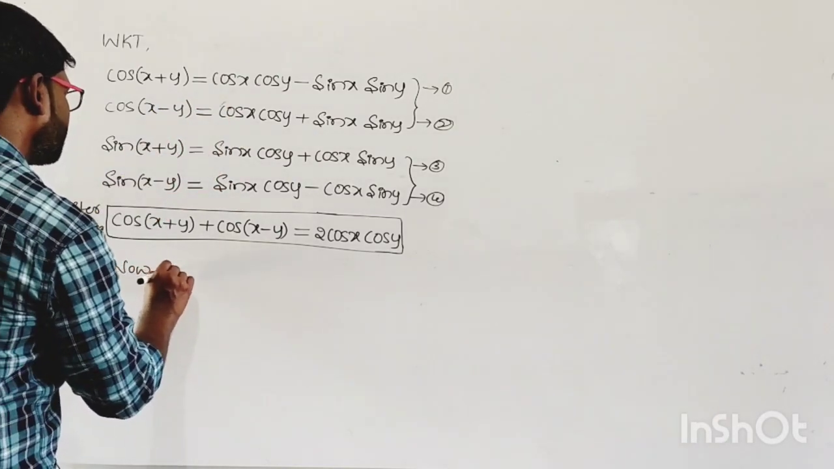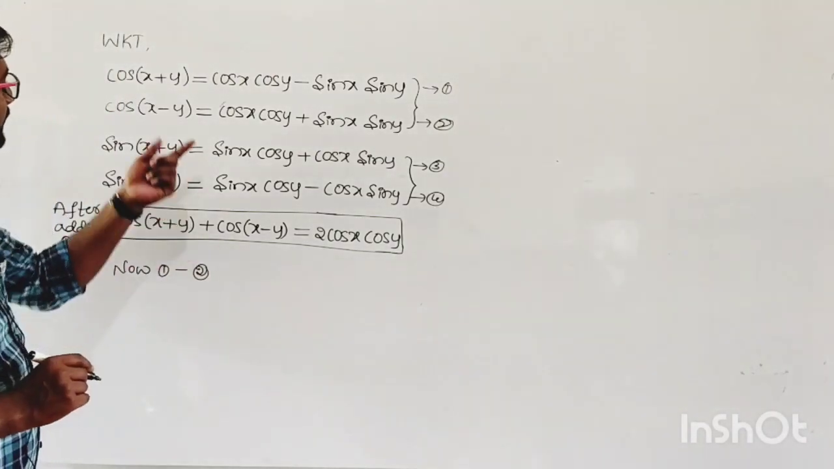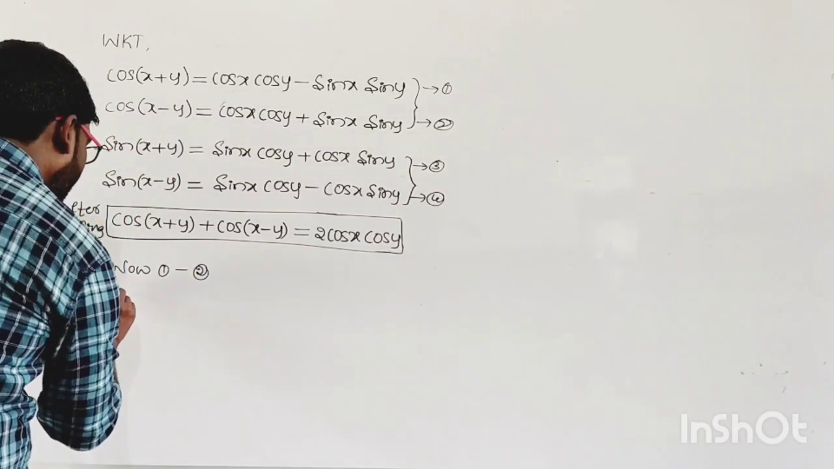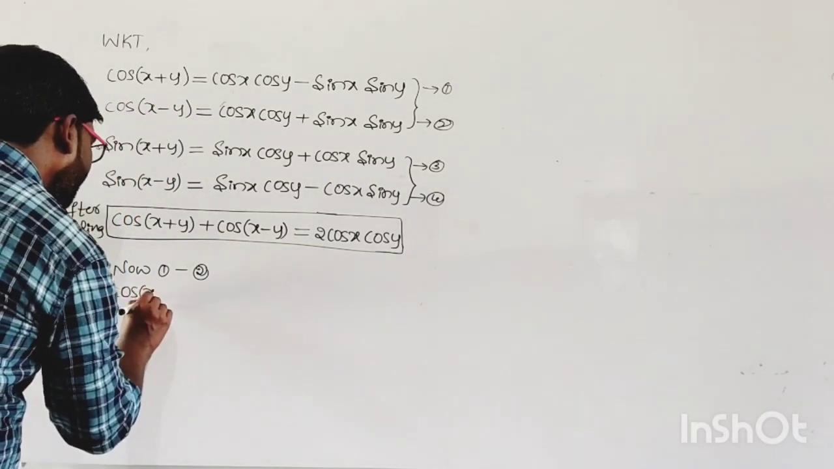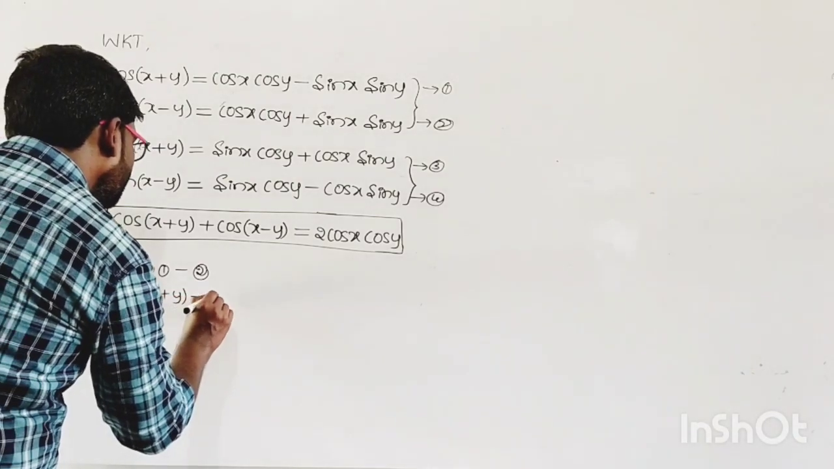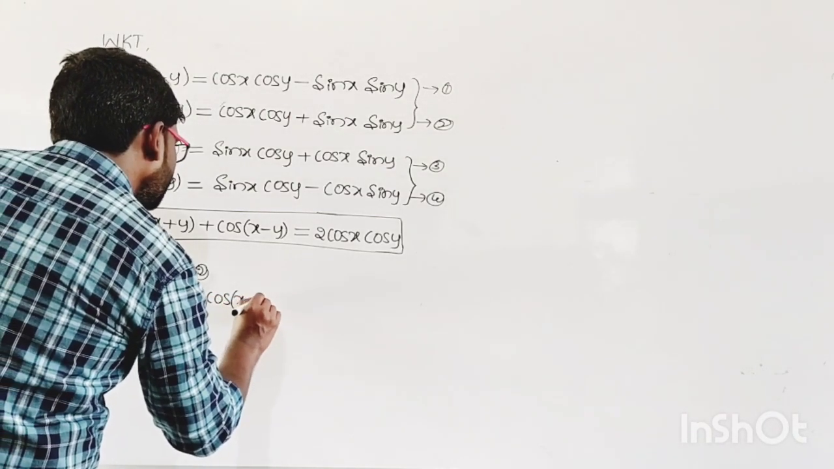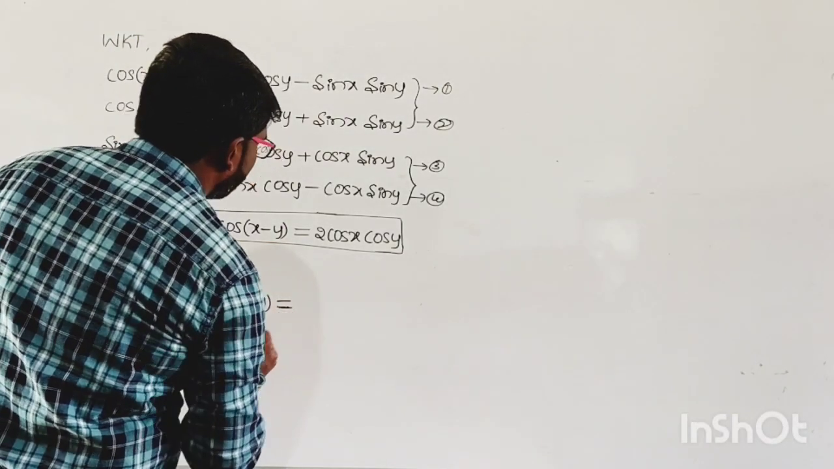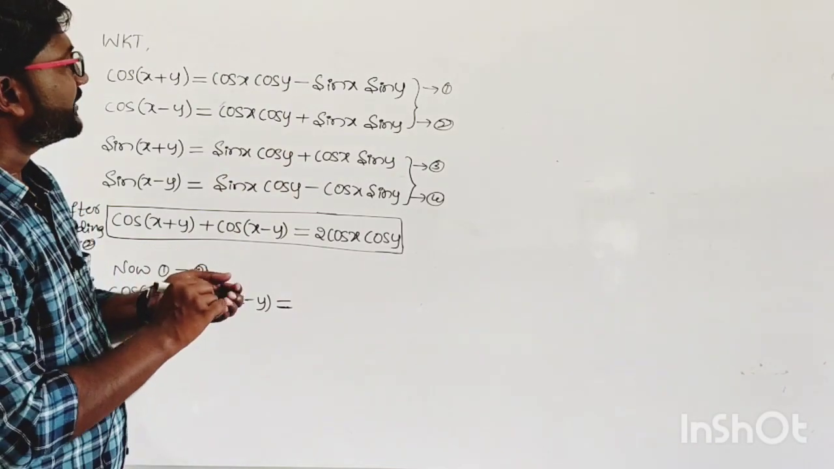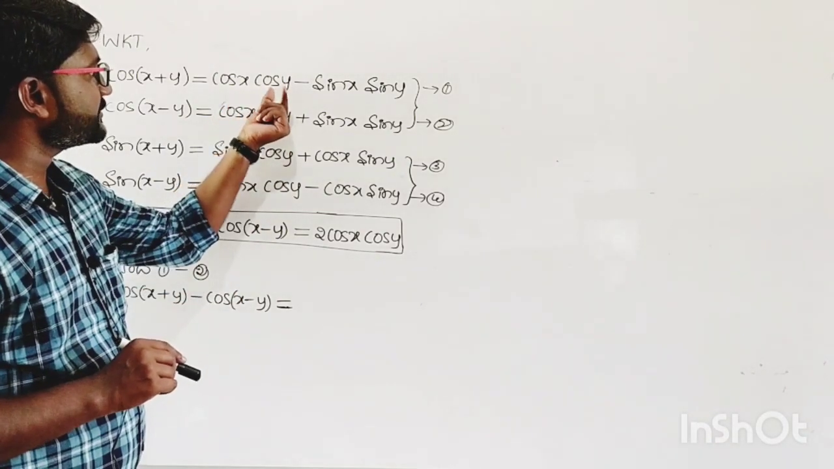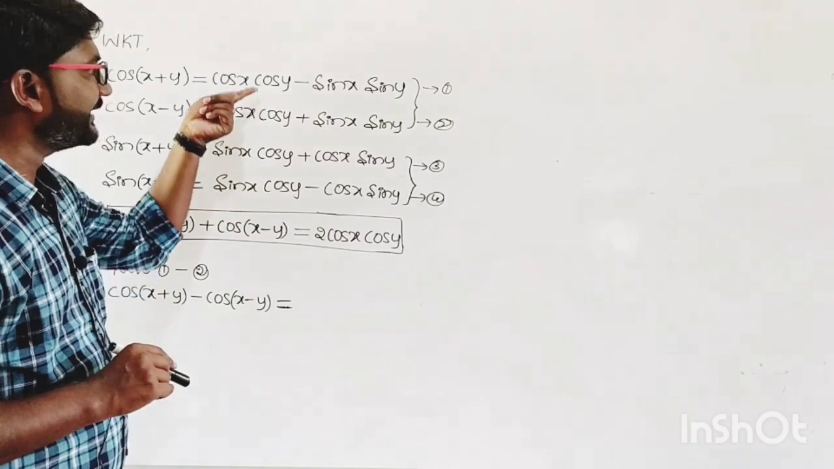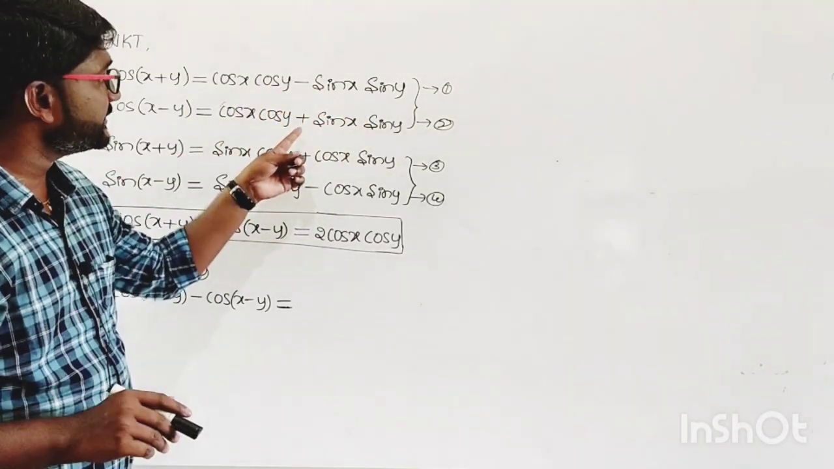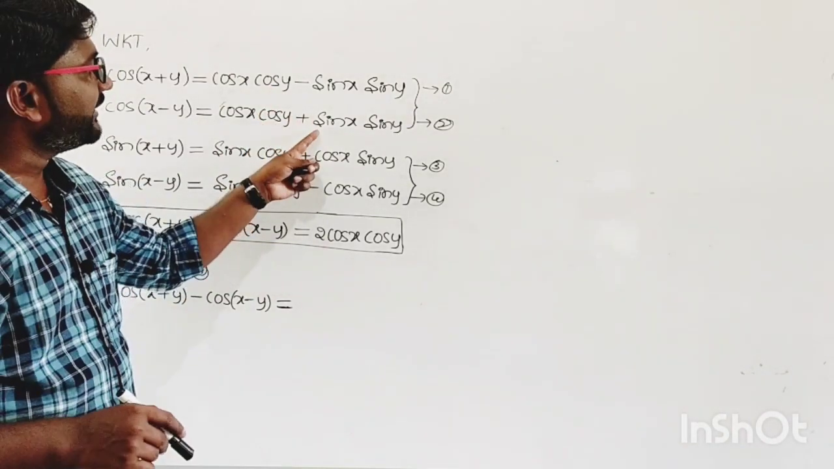Now equation 1 minus equation 2. So what happens to the LHS now? Cos of x plus y minus cos of x minus y, which is equals to, so here we have to subtract the RHS. So once we go for the subtraction, cos x cos y minus cos x cos y, these two get cancelled, and then minus sin x sin y, and here you are subtracting, this plus will change to minus sin x sin y.